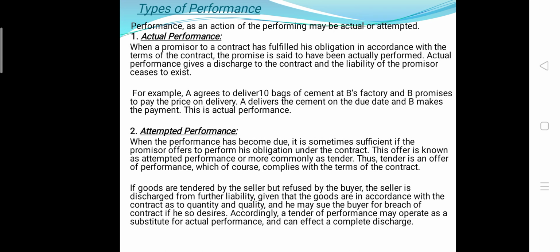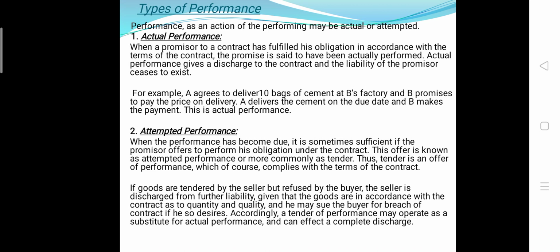Next are the types of performance. Now, performance is an action of performing. It may be actual or attempted. Actual performance: when a promisor to a contract has fulfilled his obligation in accordance with the terms of the contract, the promise is said to have been actually performed.